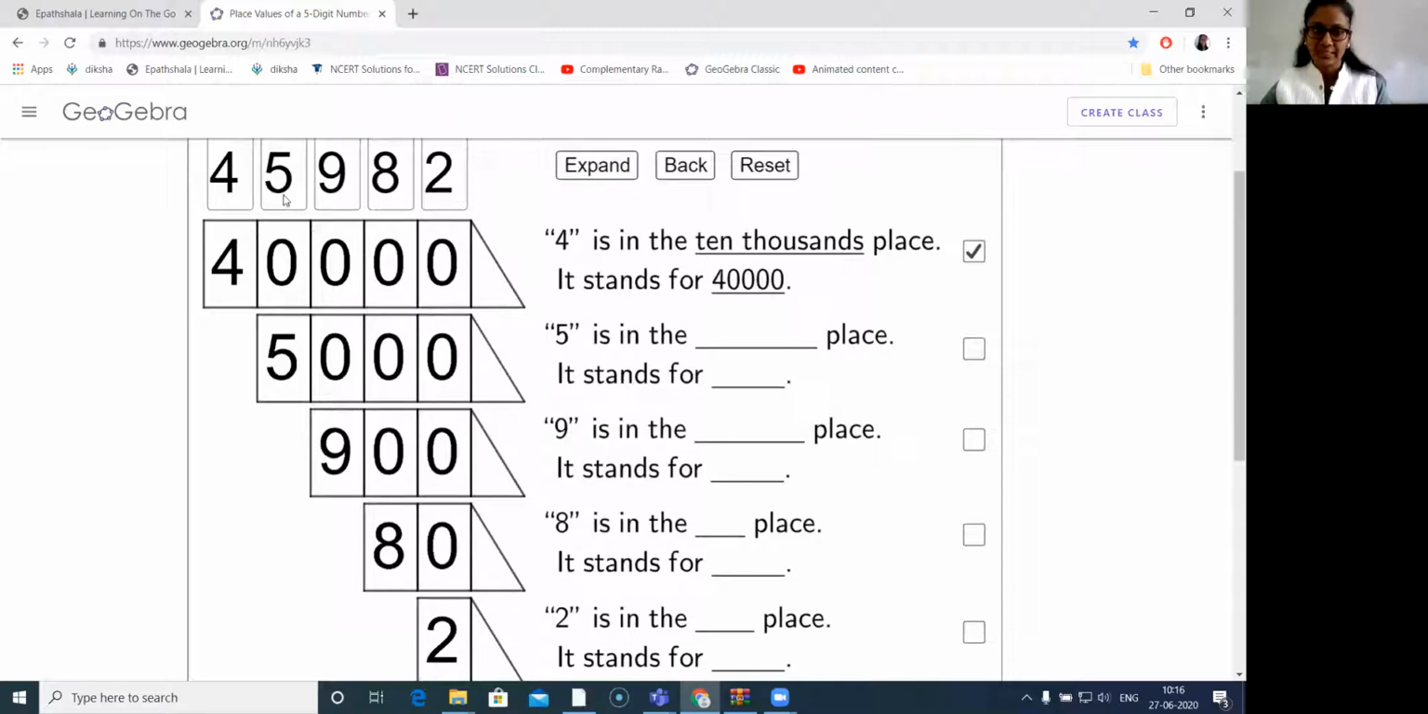Now coming to the next digit 5, which is sitting in the thousands place. So because it is sitting in the thousands place, its value will be 5,000. So you can see it here. That's how we have seen it.